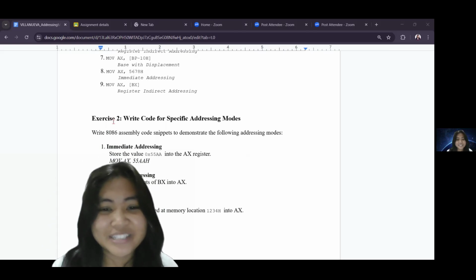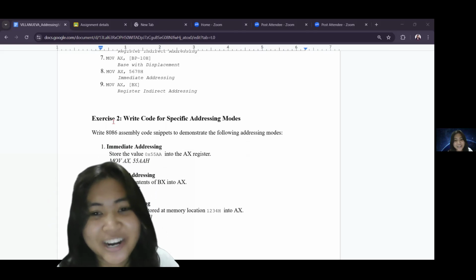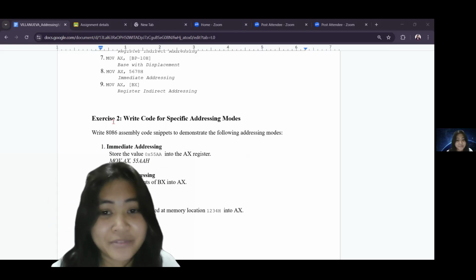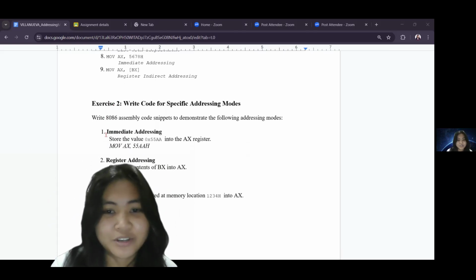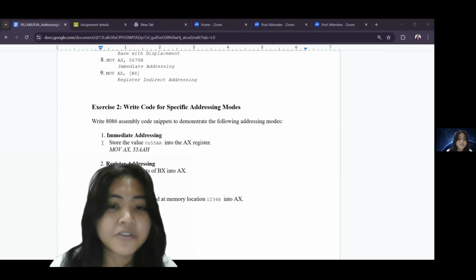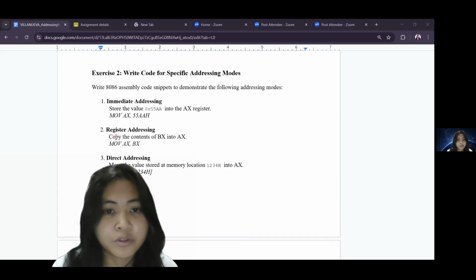So remember, brackets means memory. No brackets means register or immediate values. That's the key to identifying addressing modes. Next, exercise 2, writing code examples. For exercise 2, I had to write code that demonstrates addressing. So let me show you.